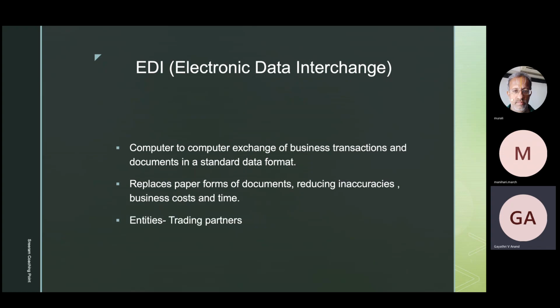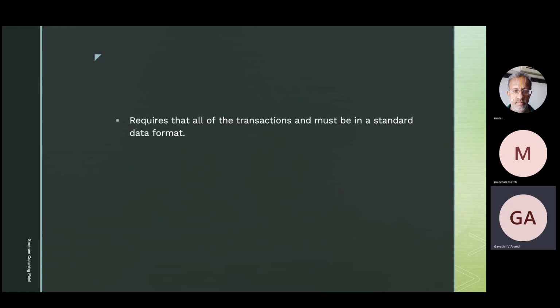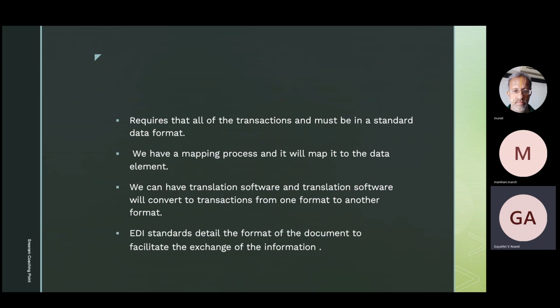Entities are trading partners. When we talk about entities, they are trading partners, because we are only going to talk about business to business transactions when we talk about EDI. It requires that all of the transactions must be in a standard data format. We have a mapping process, and it will map it to the data element. We can have translation software, and translation software will convert the transactions from one format to another. EDI standards detail the format of the document to facilitate the exchange of the information.